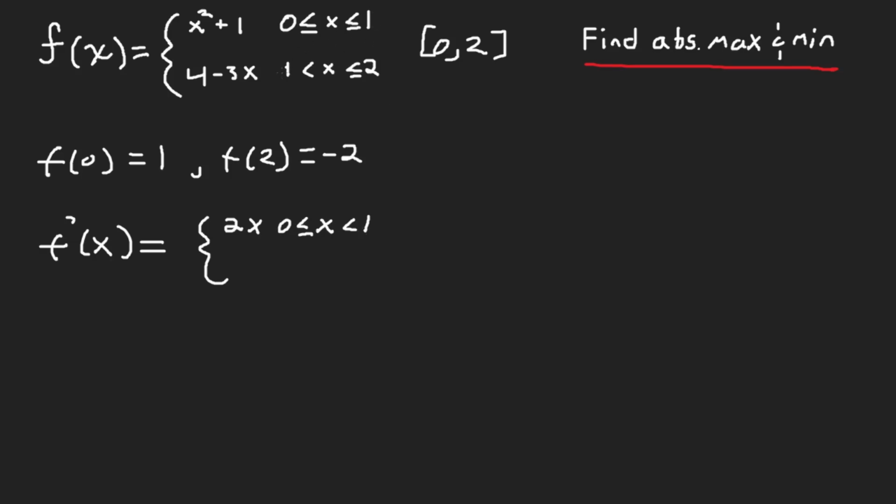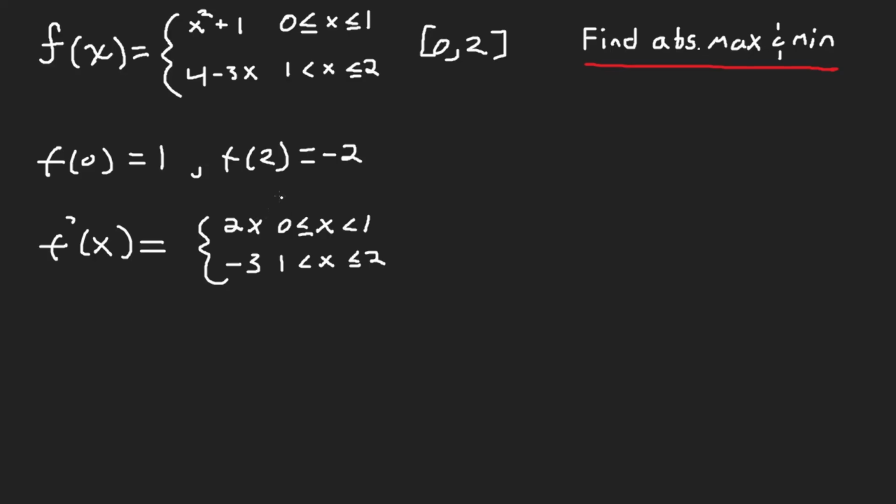Because these two functions join at 1, we didn't test for continuity, and therefore we don't even know if it's differentiable at 1. But because this is a polynomial function, we know it's going to be differentiable on the entire interval except for that one point, because it could be a discontinuity there. Again, we're going to do the same for the second. So 4 minus 3x is just going to be negative 3 between that same interval, 1 less than x, less than or equal to 2.